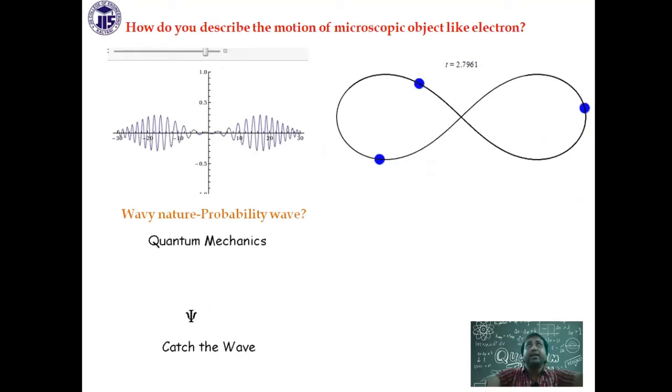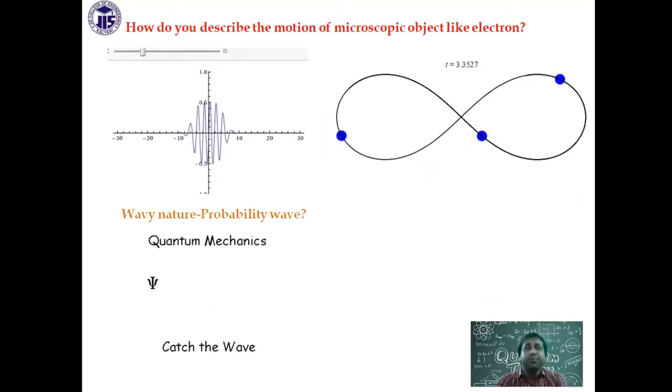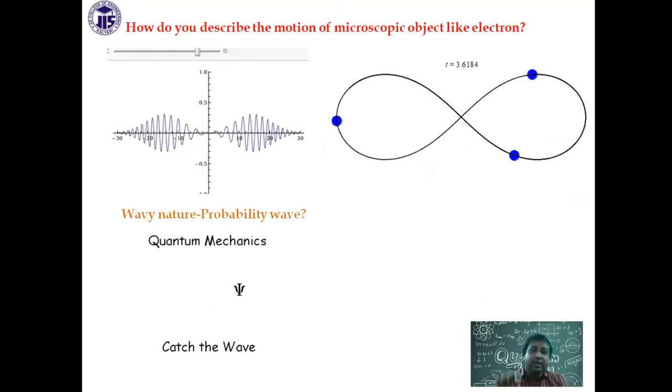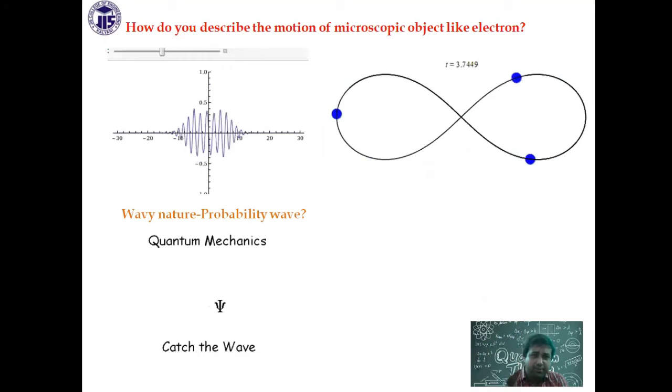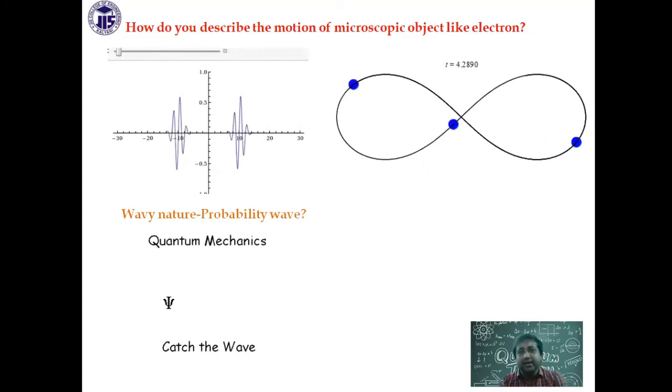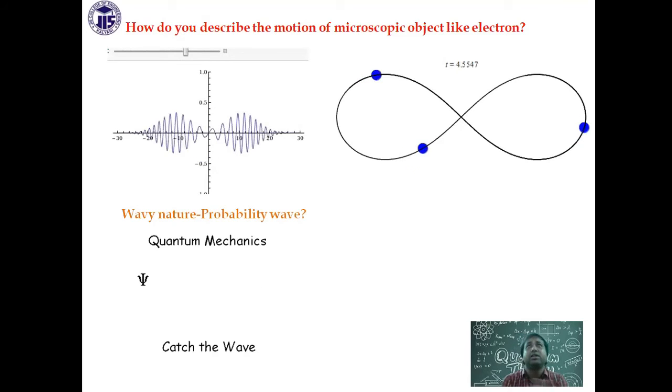I have to go for the probability of finding the electron. As you can see, some probability may be high, some probability may be less. This defines the function psi. If I know psi, I can get it from the Schrodinger equation. Psi square will give me the position. But how do I get the other dynamical variables?